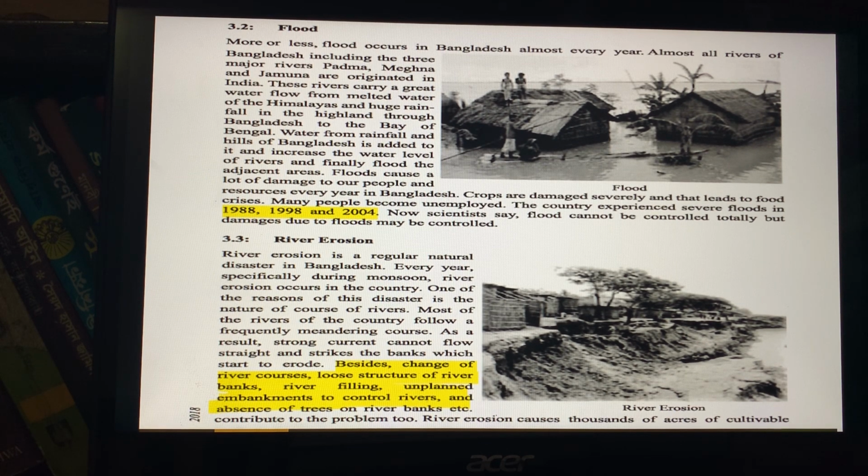So what are the reasons why river erosion happens? The reasons are, number 1, change of river courses. That means rivers change their path. This is one reason. Another, loose structure of river banks. That's when our river banks are not strong enough. Then river filling. We are filling up all the rivers. Then unplanned embankments. Embankments means dams. We are making dams here and there to control rivers, and we need that, but these are not done in a planned way, but in an unplanned way. Another one, absence of trees on river banks. See, can you see the picture? There are a few trees there, so we need more and more trees on river banks.